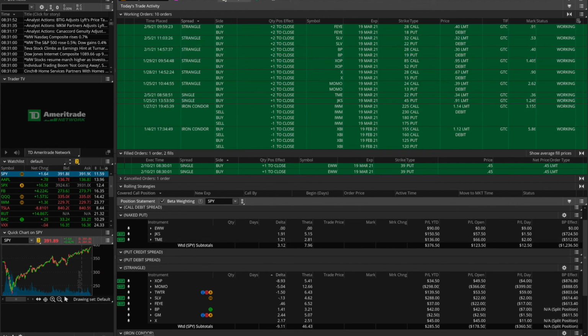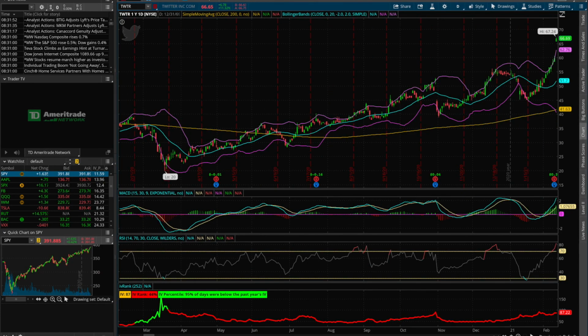And if I do go to the charts here for Twitter, let's see what we got going on here. Yeah, the implied volatility hasn't really contracted much yet. And you can see Twitter has kind of taken off here a bit. This is a pretty big move. So I don't expect the strangle to be that profitable this morning at least, but we'll see.